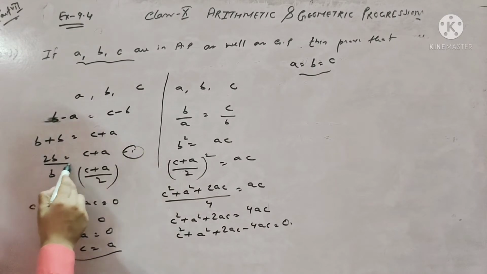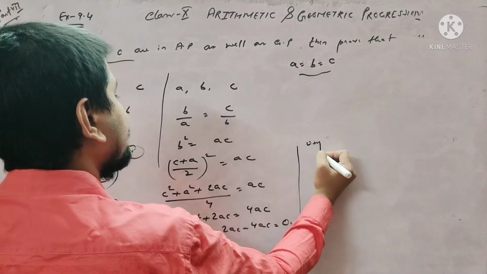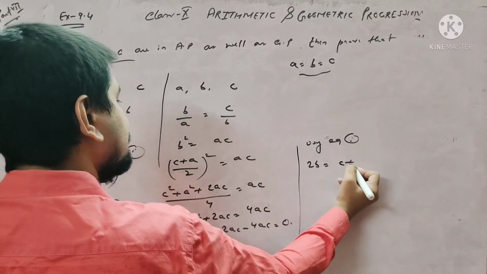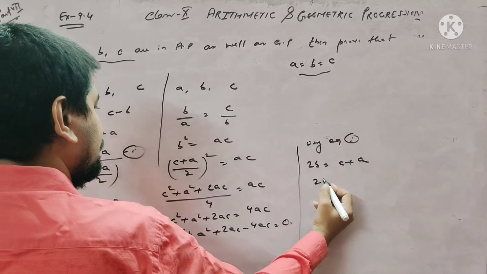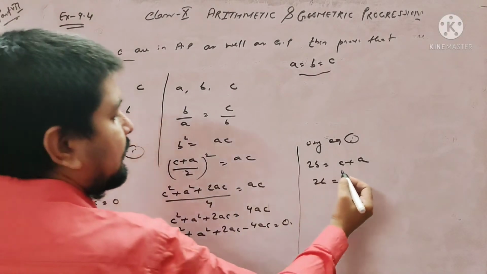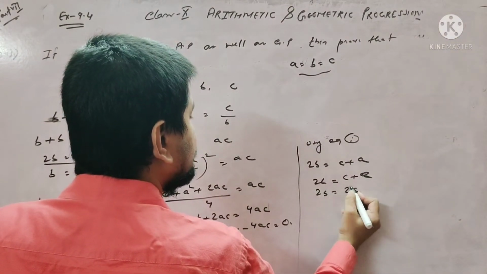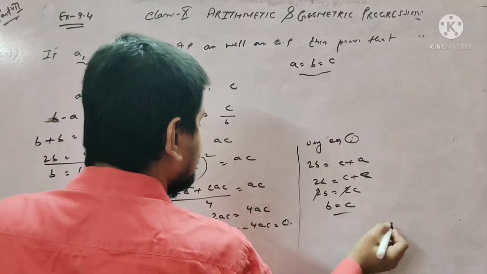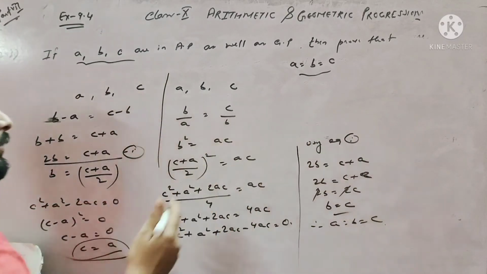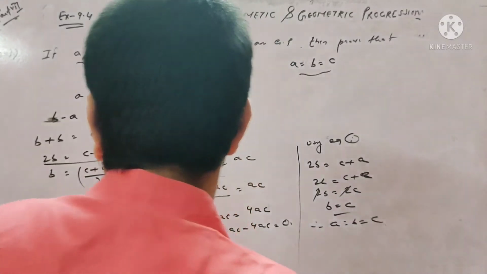Okay. Now time for using equation 1. 2B equals C plus A. So 2B, here you know that the value of C equals A. So that means C plus C, that is 2B equals 2C. 2 and 2 cancel, B equals C. Therefore A equals C and C equals B. Therefore A equals B equals C. Okay, note.